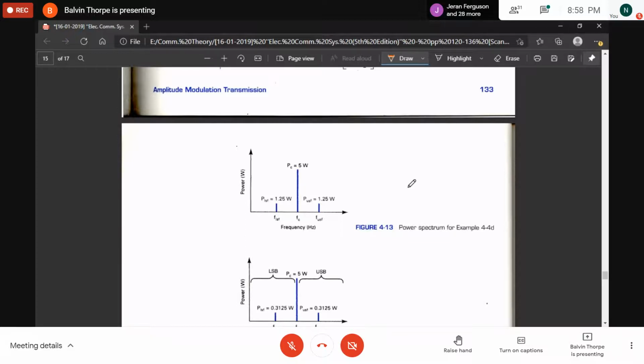Just look at our graph based on what we calculated. The power in this example is 5 watts. So in other words, we're using all of 5 watts without the necessity to use it, right? We don't need it.